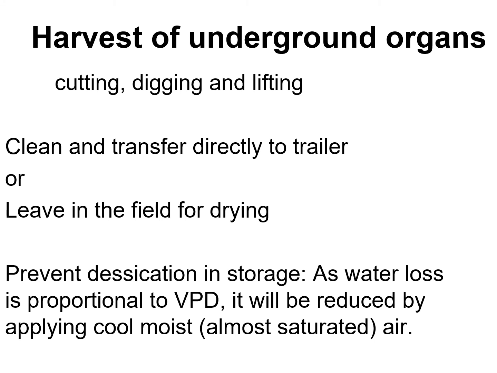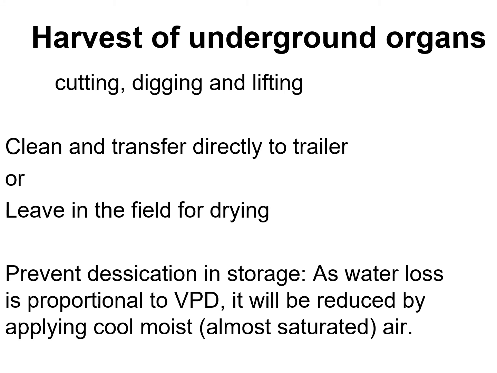In general, harvesting underground organs requires first cutting the aerial parts, digging the subterranean organ, and lifting that subterranean organ. It is possible then to clean and transfer it directly to a trailer or leave it in the field for some drying. In general, in storage, as opposed to grains or seeds, we need to prevent desiccation.